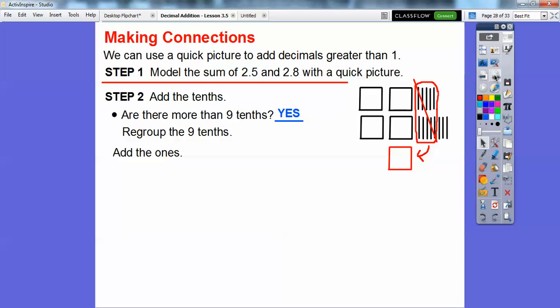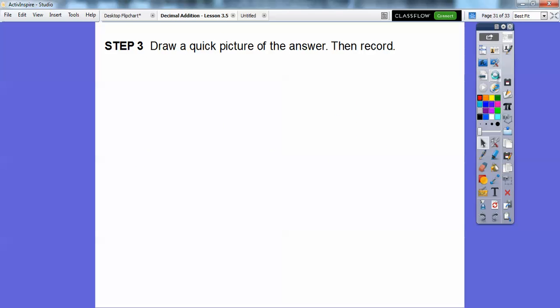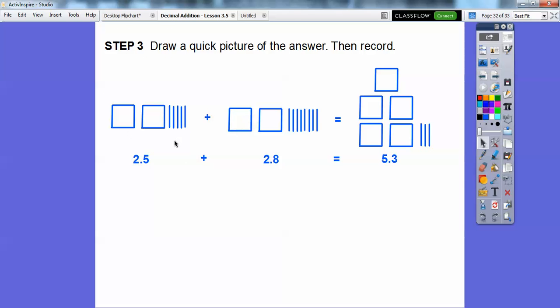So let's add the ones. Okay, so we have 5 ones right there. So here's my 5 ones right there, and then we're going to draw a quick picture of the answer right here, okay, and then record. All right, so here it is right here. We had 2.5 plus 2.8, and that gave us this 5.3. We had those 5 ones, and we had the 3 tenths left over. So 5 and 3 tenths right there, okay.